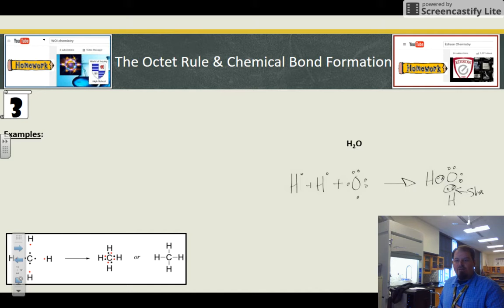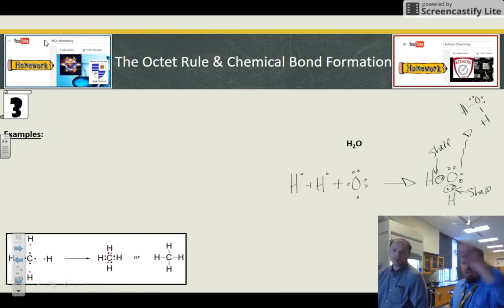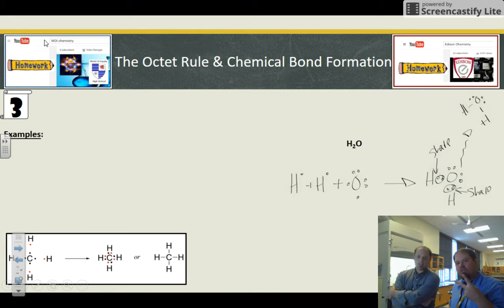We can redraw it now with our bonds. Just don't forget to put in those lone electrons, and you will have the actual picture of water. And it does have that bent shape, and that is what it's going to look like as the final product. Notice 8 electrons around oxygen. If you count each bond as 2 electrons, each hydrogen will have 2, and they're happy, and we're good.